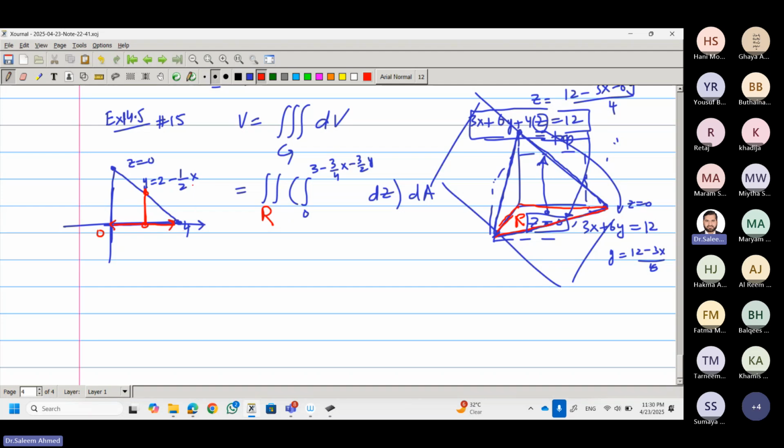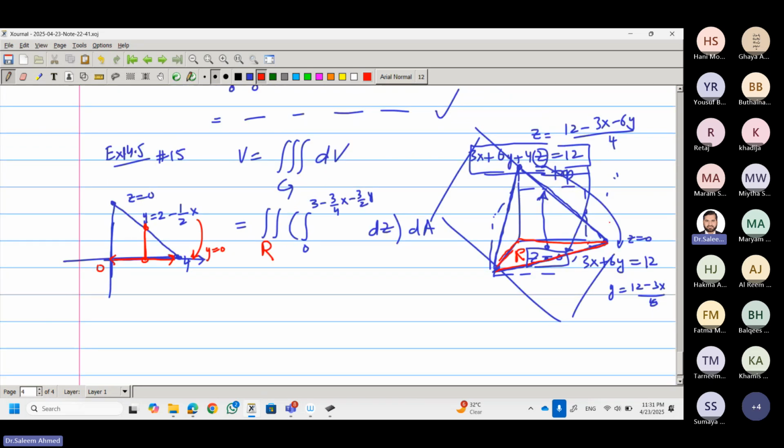How did I get 4 here? By putting y equal to 0. Or you can put x and y both 0 in the plane. If you put both y and z equal to 0, then your 3x will become 12. So it means x is equal to 4, right? So 3x is equal to 12 means x is equal to 4. That's how I got this point.